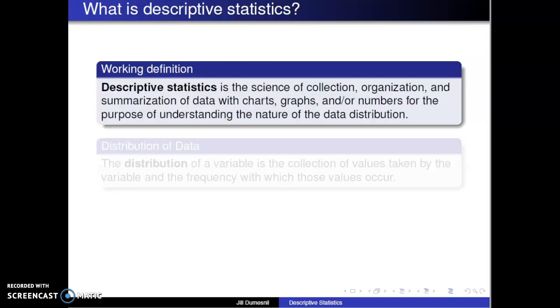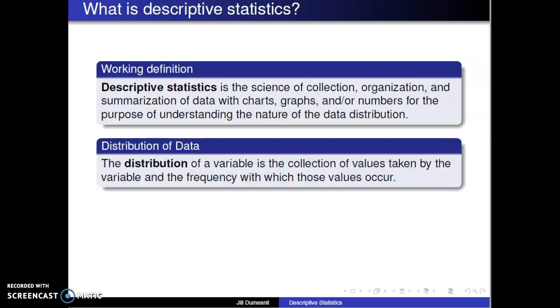Descriptive statistics is the science of collection, organization, and summarization of data with charts, graphs, and/or numbers for the purpose of understanding the nature of the data distribution. The distribution of a variable is the collection of values taken by the variable and the frequency with which those values occur.